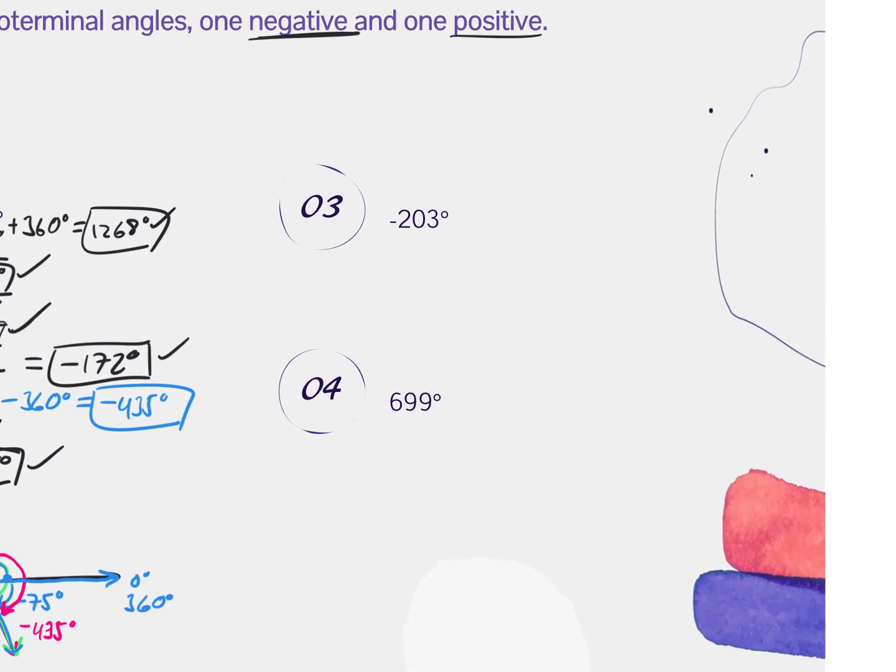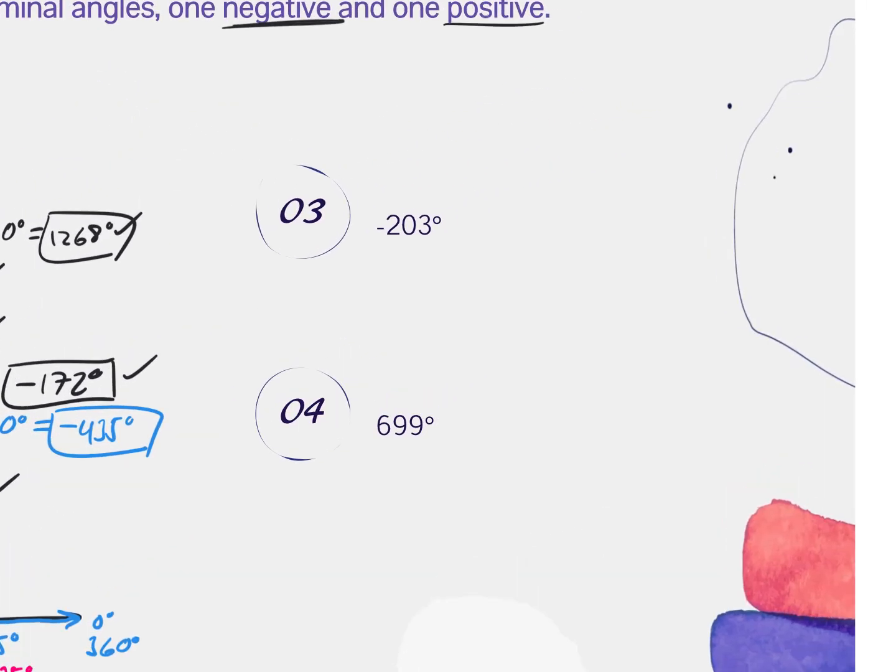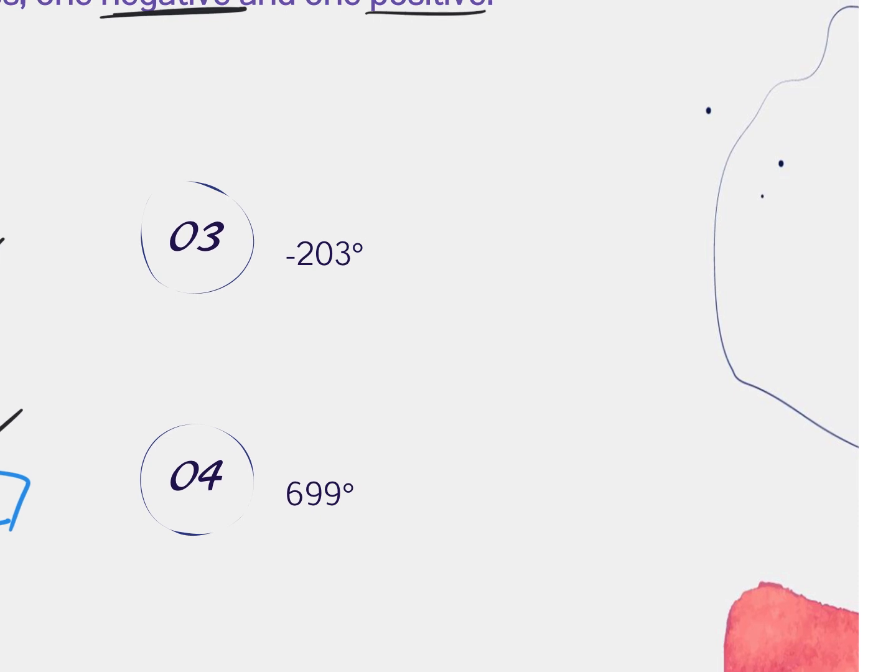Now this third one, again, same exact idea. It's already negative, so I'm going to go ahead and add 360 to get a positive answer. Now if you add 360, you get 157 degrees. There's our positive coterminal angle. Now to find a negative coterminal angle, I'm going to subtract 360 degrees, and that's going to get us negative 563 degrees.